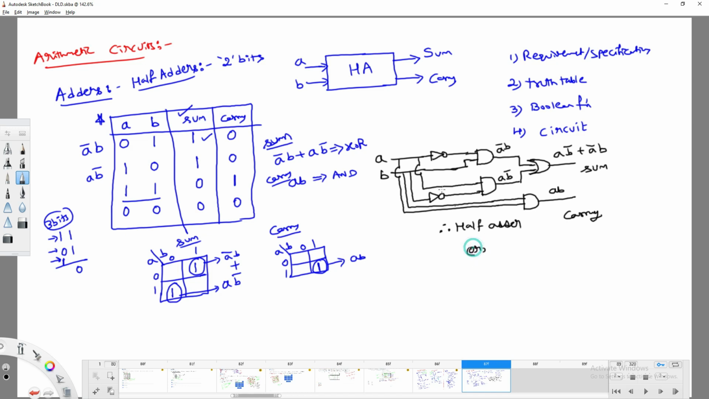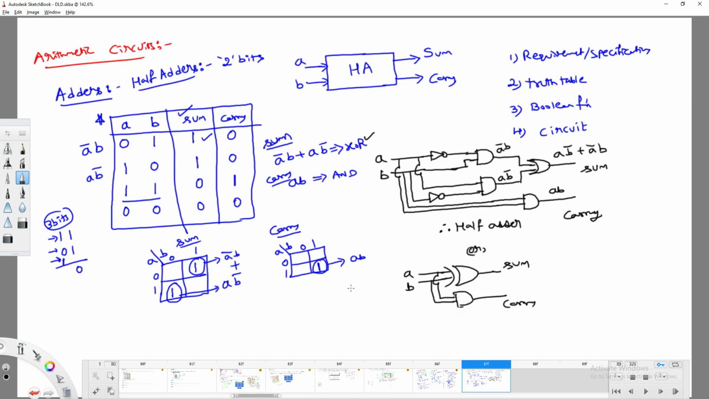So this is with respect to basic gates. Can we do it with respect to the expression directly? Yes. See, A and B are the inputs I got. Those inputs I can directly use with an XOR gate because the expression yields XOR. So this is sum. How are we going to get carry? By simply taking this one. Right? So this is the half adder circuit.